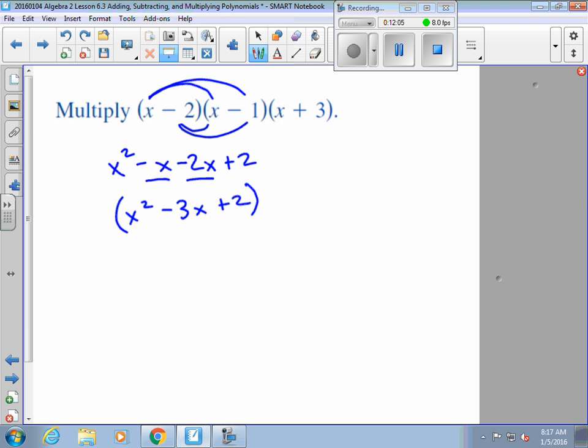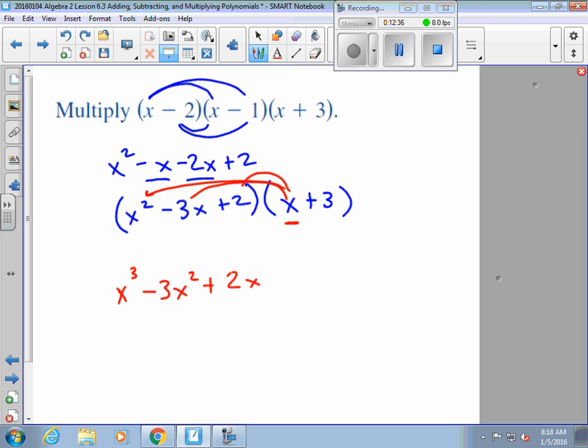That has to multiply times x plus 3, and we could treat it just like we did a little while ago. Okay? So x, this term, times everything, times x squared is x to the third power, because you add 1 and 2 to add the exponents. X times negative 3x is negative 3, you add the exponents again, x squared. And x times 2 is positive 2x.